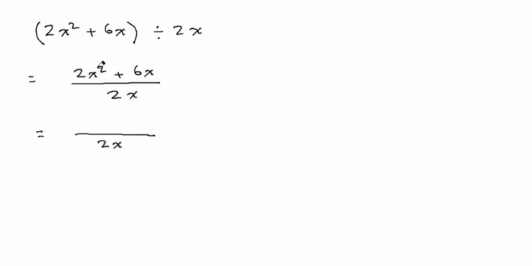Now if you look at the two terms in the numerator, 2x squared is nothing but 2 times x times x, plus 6x is 3 times 2 times x. So there's a 2 common between them, and there's also x common between them. So the common factor is 2x. If you take that out, the leftover, that is this x plus a 3, becomes the other factor.